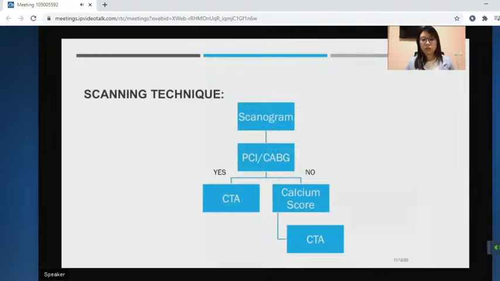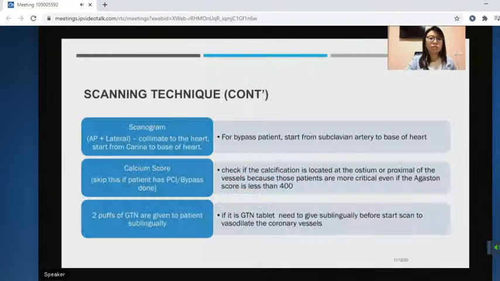We start with the scanogram. And if the patient has had PCI or CABG bypass before, then we will skip the calcium score and go straight to CTA. But if not, we will continue with the calcium score and then CTA. And here I will focus more on the calcium score.